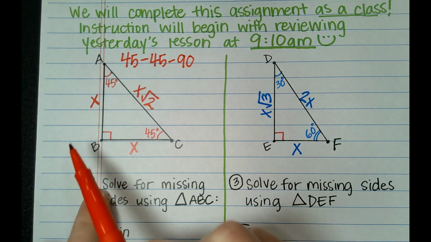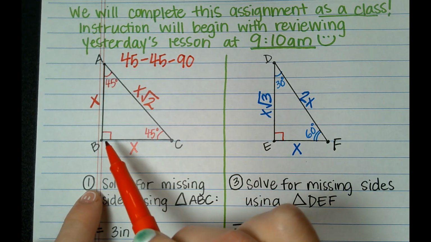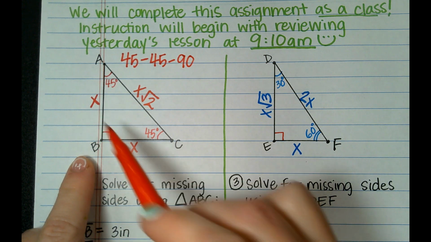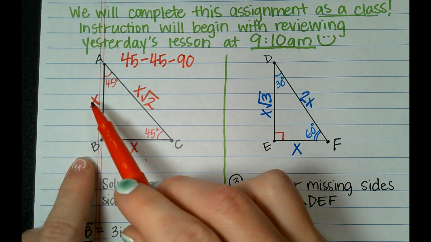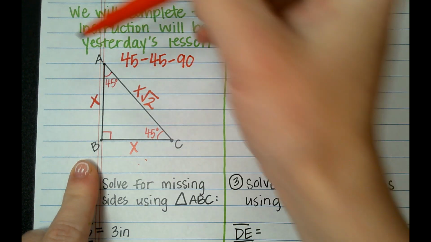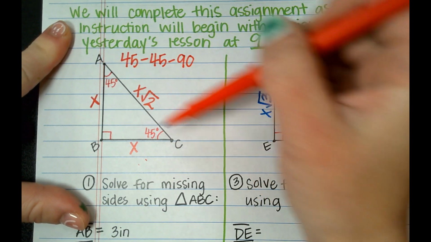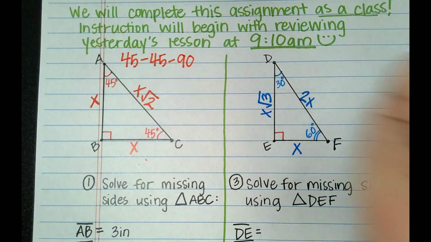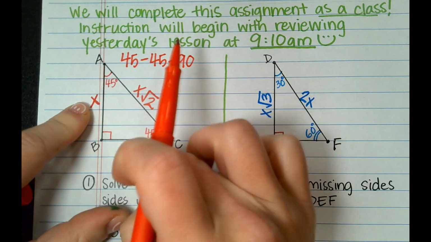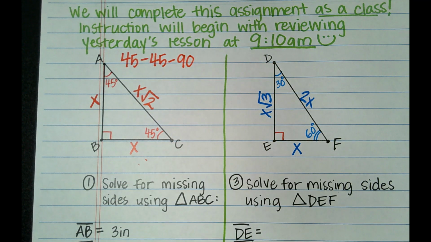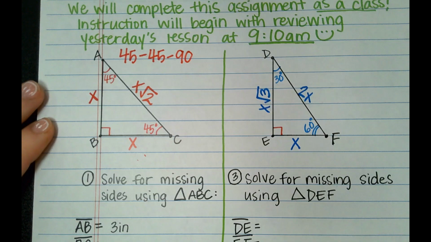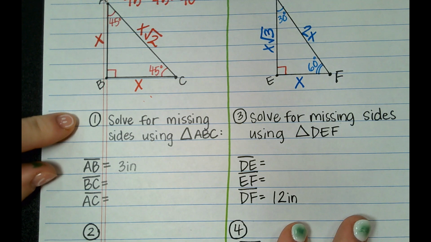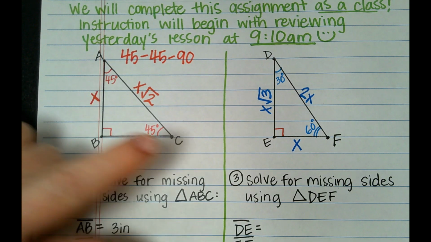And you'll notice on a 45, 45, 90 triangle, we have 2 sides that are the same length, X and X. And then we have one longer side that is X times radical 2. So these values never change, which may have been talked about in yesterday's video. For number 1, it says that we're going to solve for the missing sides using this triangle ABC.